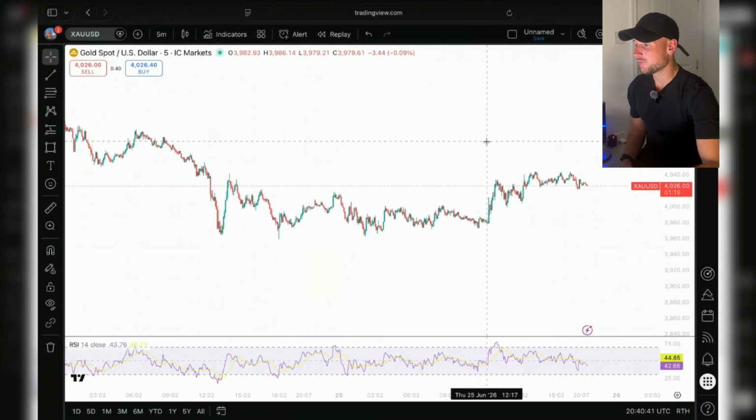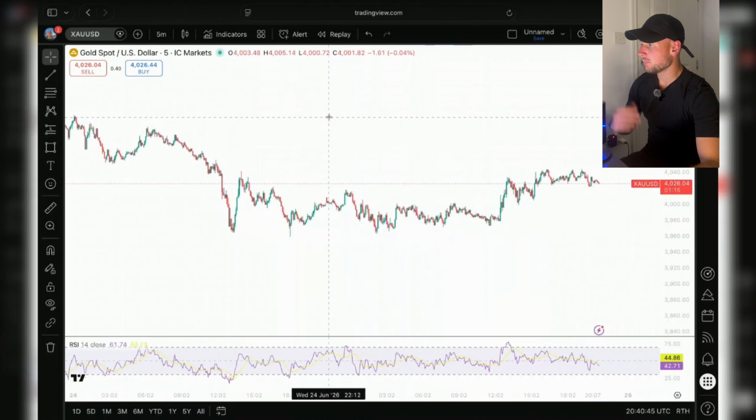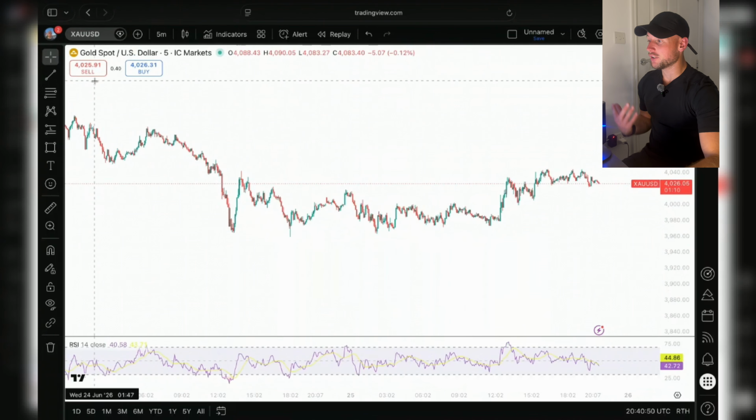Right, so first things first, when I come to the chart and I load up my TradingView, I've got my currency pair or my commodity. So in this particular instance, we're looking at gold against the dollar.